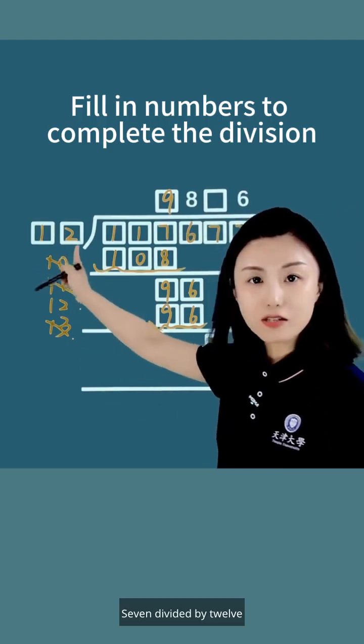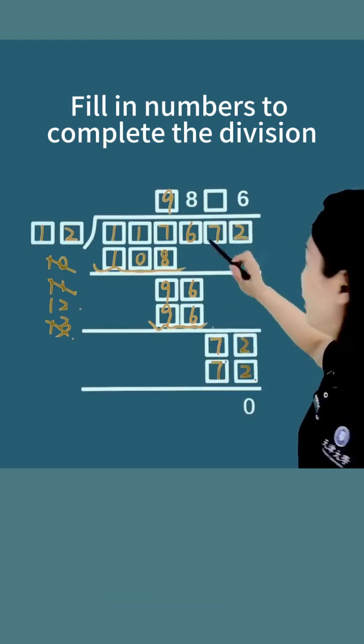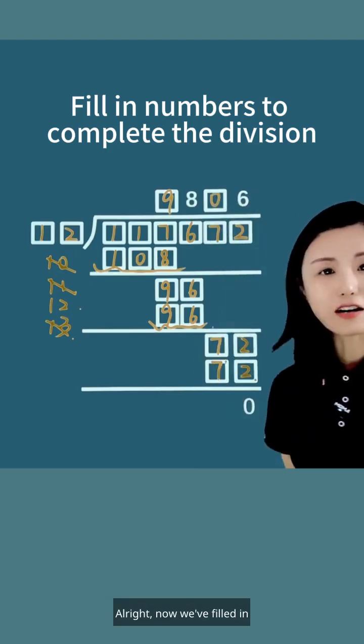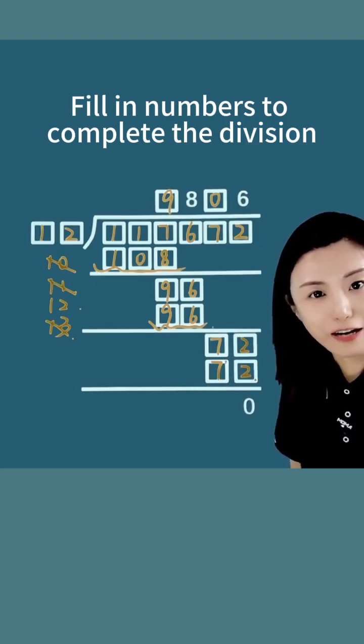For the last number, what should we fill in here? 7 divided by 12 doesn't work, so what should you do above? Use 0 as a placeholder. All right, now we've filled in all the numbers. Have you learned it?